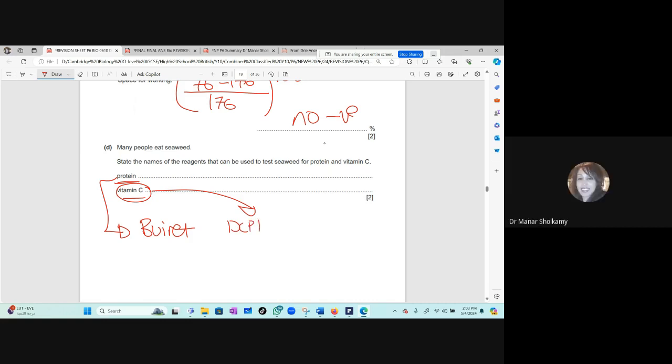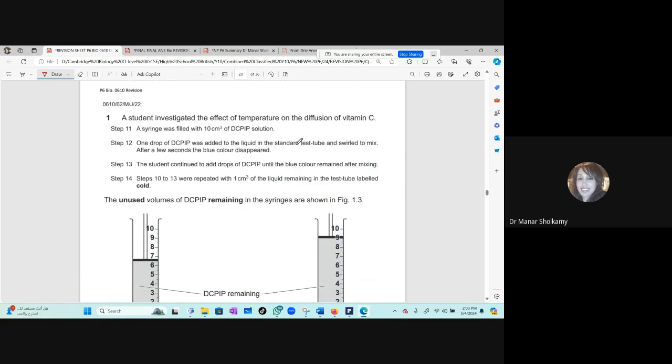Now again, DCPIP, you put it in a test tube. It is blue. And then the vitamin C, drop by drop. You put a drop and you shake. And the easiest way we do it, we count the number of drops for the DCPIP to change from blue to colorless. The fewer the number of drops, the more concentrated the vitamin C.